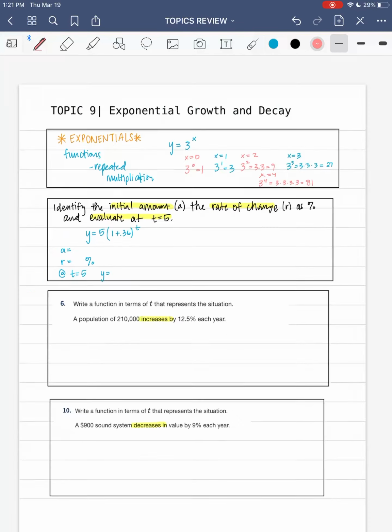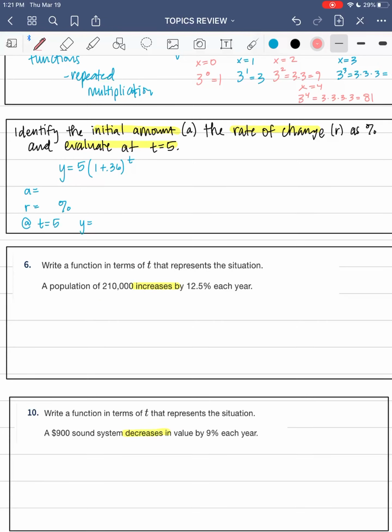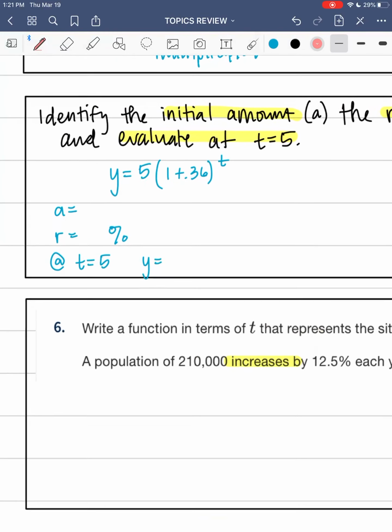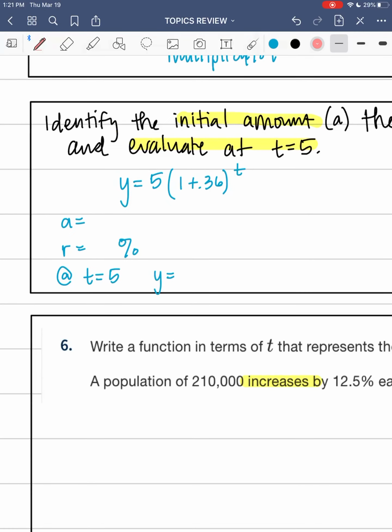But let's look at a couple of examples here. This first type of problem says identify the initial amount, the rate of change as a percent, and evaluate at t equals 5. And they gave us a problem right here. It says y equals 5 times (1 plus 0.36) to the t.